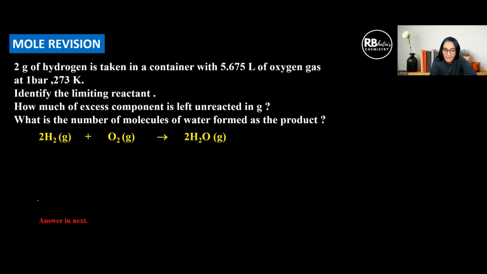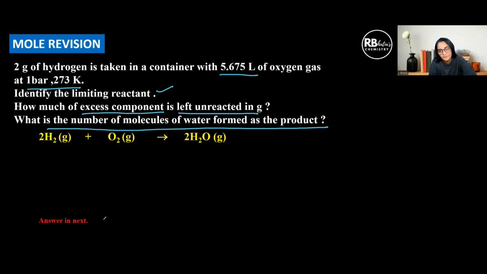Clear? I'm leaving one question as homework. You can try it by the shortcut method or by the longer method, and I'll post its answer in the next video. The question is: 2 gram of hydrogen is taken in a container with this much oxygen gas at these conditions. Identify the limiting reactant. How much of the excess component is left unreacted, and what is the number of molecules of water formed as a product? This is the equation given. The answer will be next. Stay tuned, children.